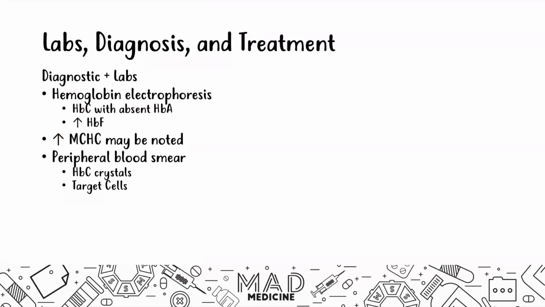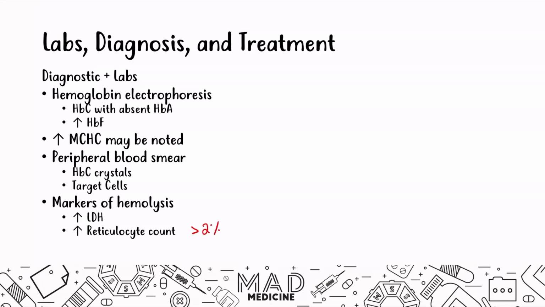Now, when it comes to the markers of hemolysis in these patients, because it is extravascular, you're not really going to see a decrease in haptoglobin or an increase in the serum hemoglobin concentration, because serum hemoglobin is not being lysed into the blood. But you are going to see increase in LDH. You're going to see an increase in reticulocyte count. Makes sense because this is a hemolytic normocytic anemia. So you're going to have an increase in reticulocyte count, which is going to be greater than 2%. And you're going to see an indirect bilirubinemia.